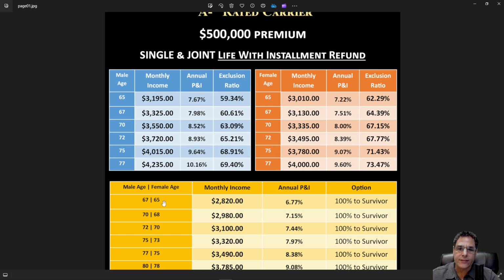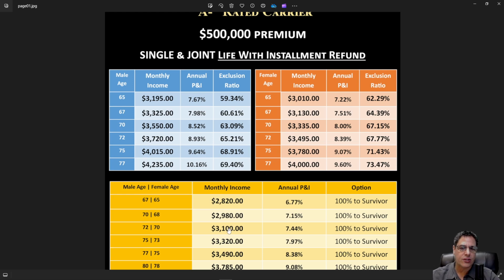Okay, this is a joint. We're assuming a 67 male, 65 female. That's the payment they would get. Should one of those people die, the other person gets 100% of that payment. So that's 2820 here for the 67, 65-year-old. Let's say the 65-year-old, something happened and she passed away. The 67-year-old would still continue to get the 2820, and vice versa.